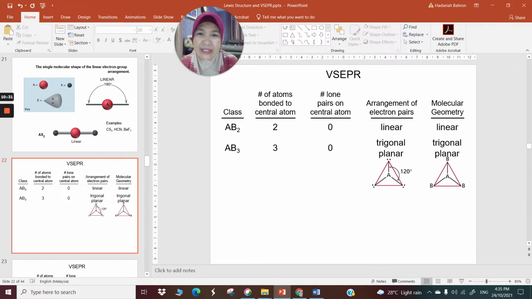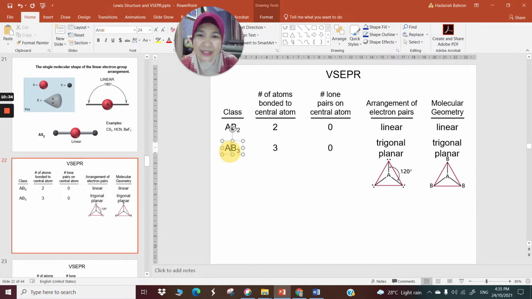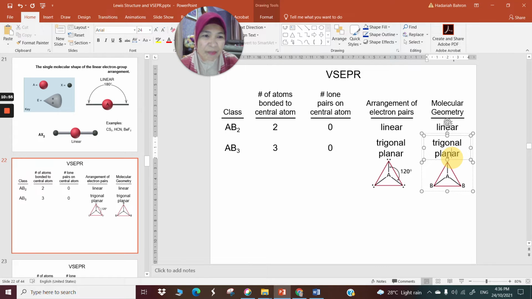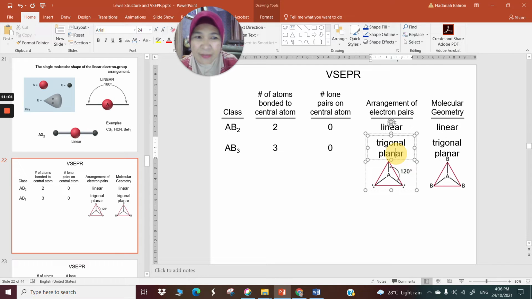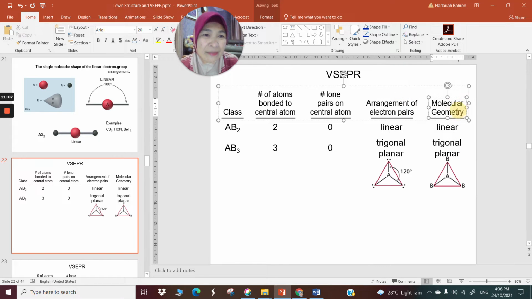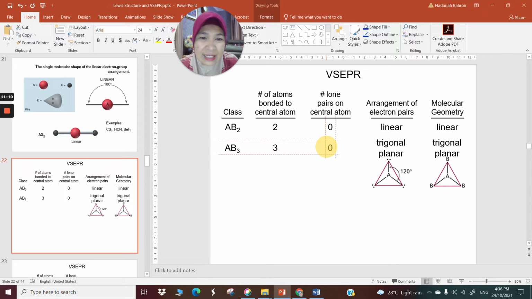The second type is the type AB3, where there are 3 atoms bonded to the central atom, no lone pair of electrons. So you get a trigonal planar geometry with a bond angle of 120 degrees, and the molecular geometry is trigonal planar. When there are no lone pairs of electrons, the arrangement of electron pairs will be the same as the molecular geometry. These two will only be different if you have some lone pairs of electrons, okay?